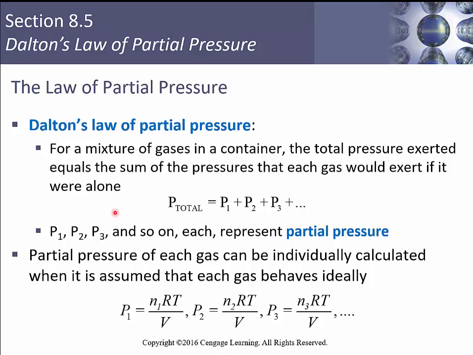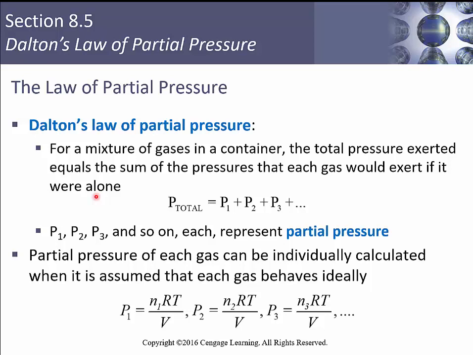Section 8.5, Dalton's law of partial pressures. Dalton's law of partial pressure says that for a mixture of gases in a container, the total pressure is going to be the sum of the pressures that each gas would exert if it were alone. So remember, gases are mostly empty space. We get the pressure from when an individual gas molecule collides with the container wall or with the surface.